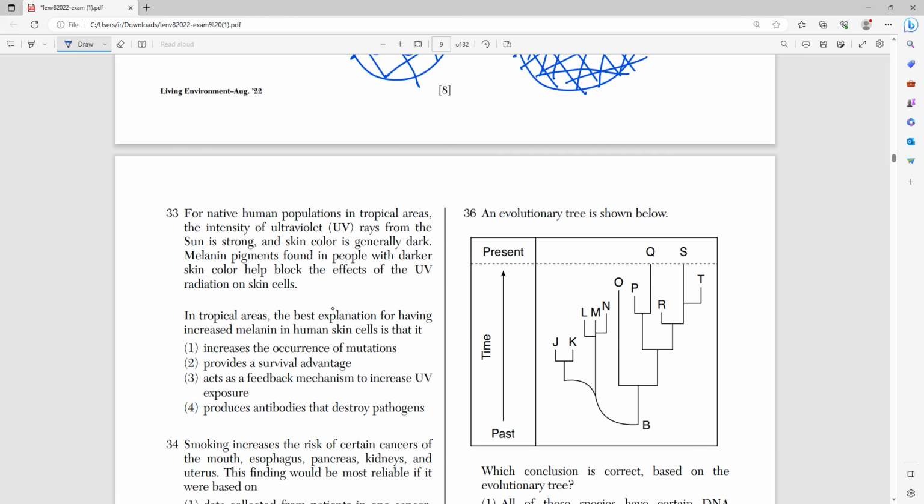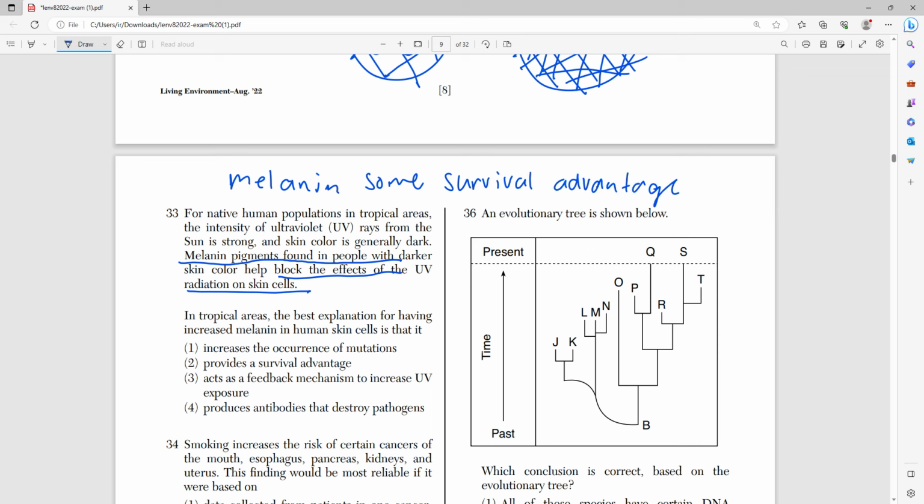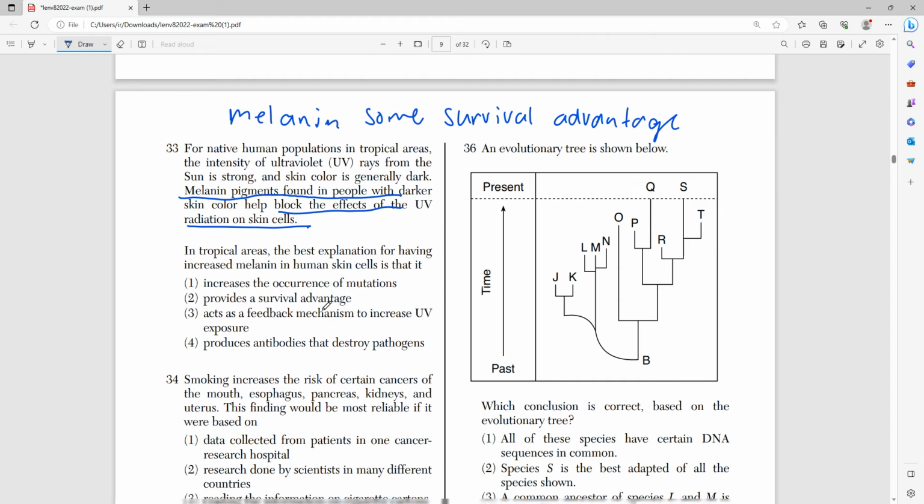Right? So why? First off, let's just try to look at this by ourselves. Why do we have melanin? Because melanin helps block the effects of UV radiation. So obviously, melanin has some survival advantage. It helps block out UV, and since you're blocking out the UV rays, you're not getting skin cancer. You're being healthy. So let's see this.